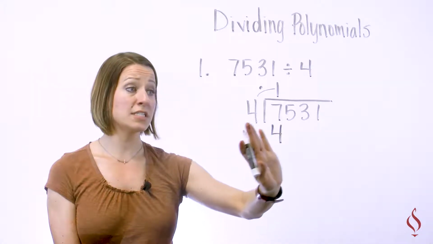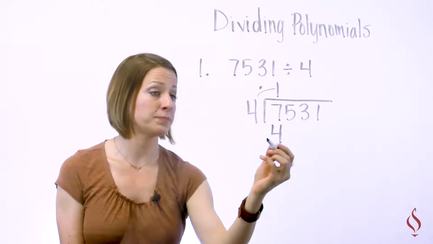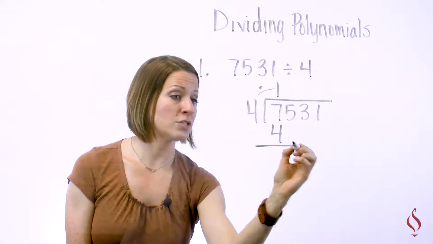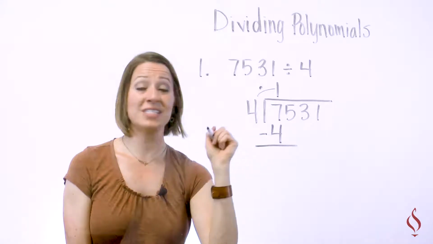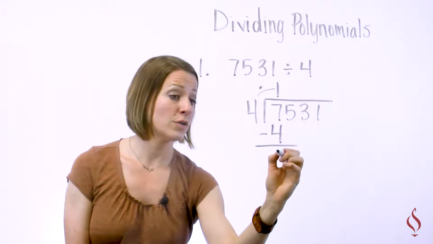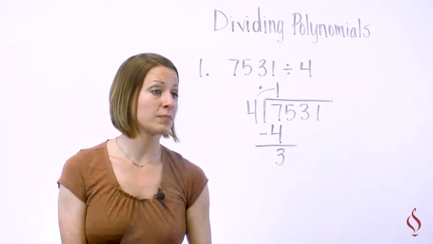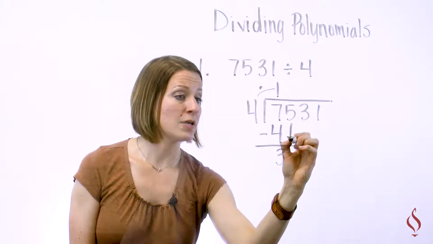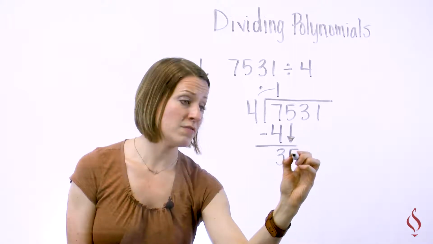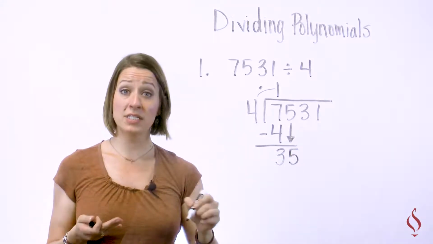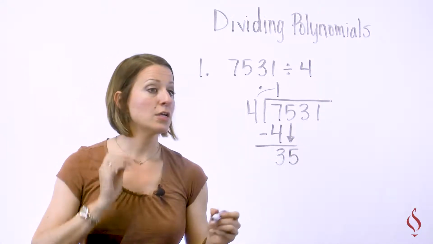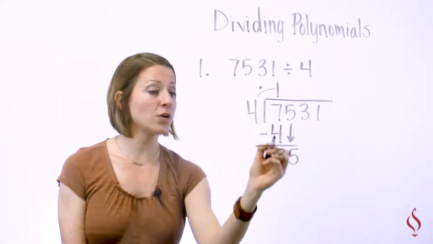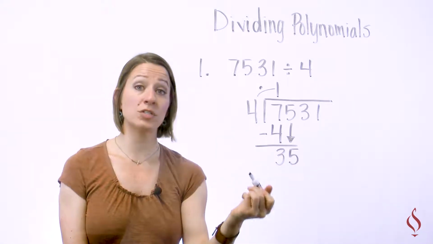Now I still want you to ignore the 531. We are going to do a subtraction problem. Just the 7 take away 4, which is 3. And then we are going to drop the next number, which is a 5. And the whole process starts over. Okay, so we're going to go back up here to 4. How many times does 4 go into 35?